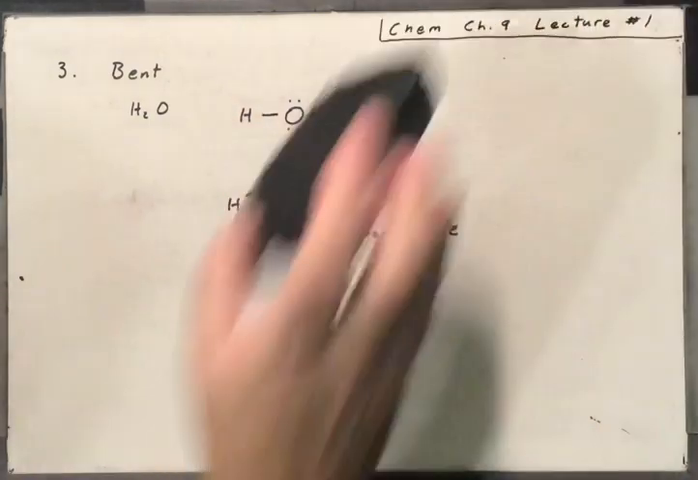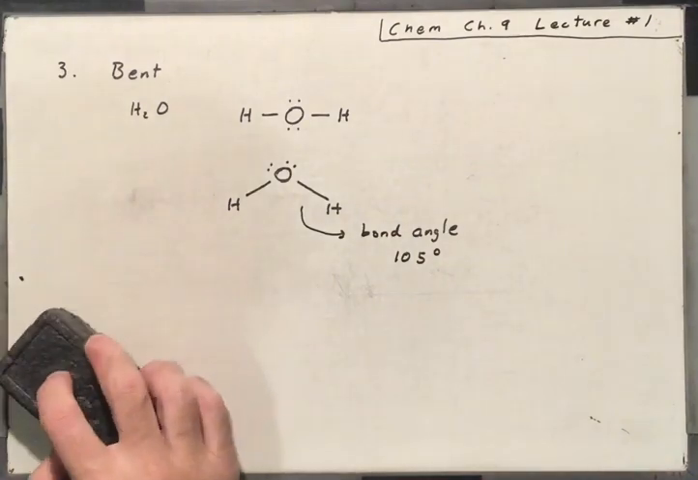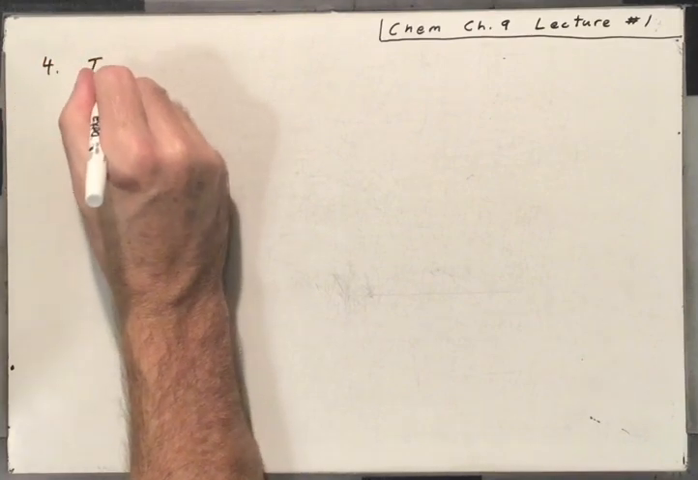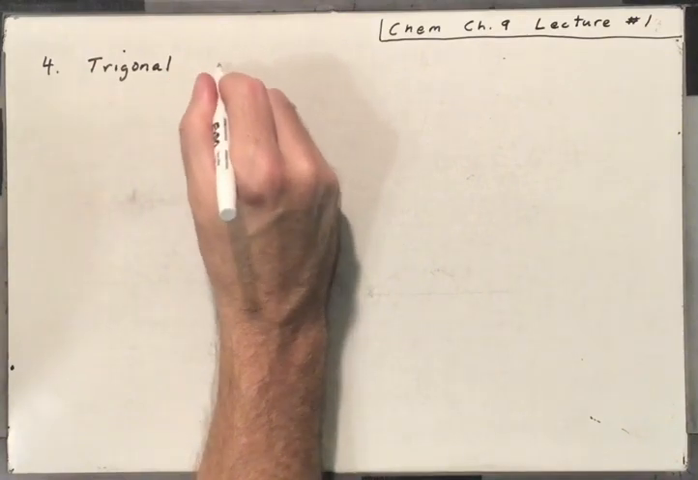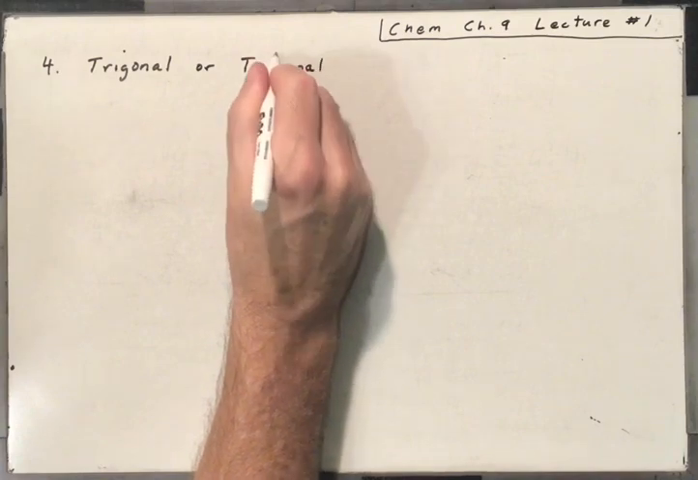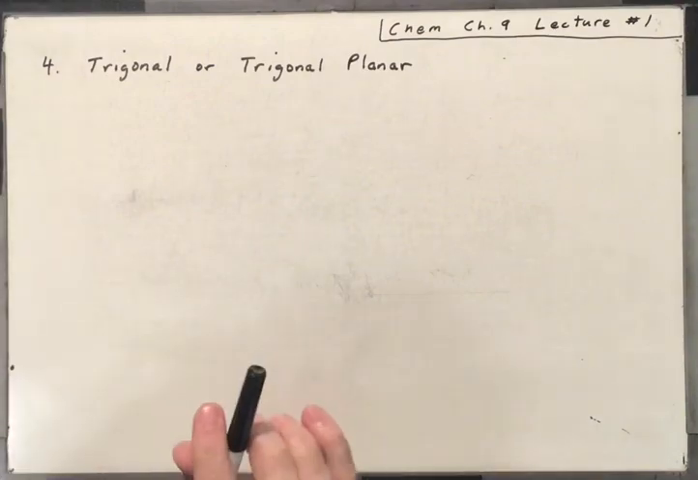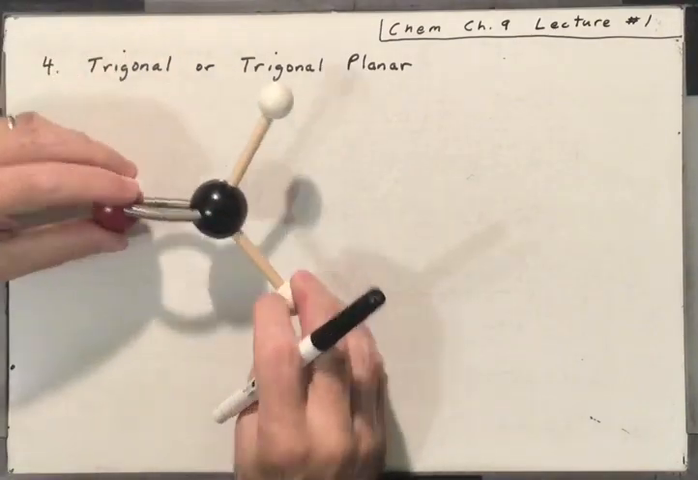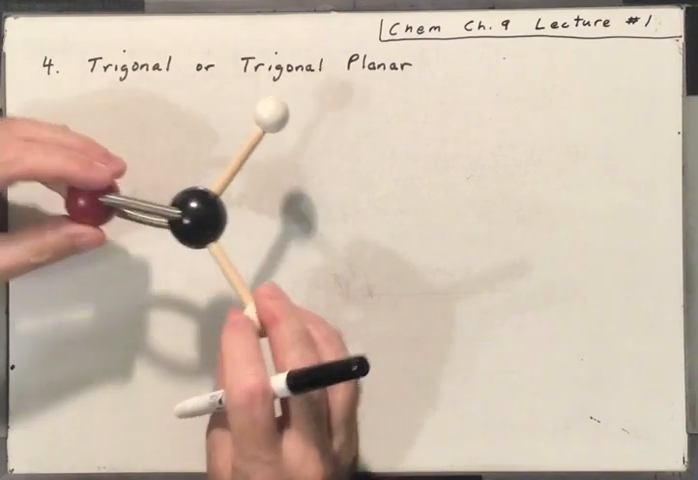All right, that's 3 out of 5. Turn the page in your notes, and we will do the last 2. All right, the fourth shape is trigonal. It is also called trigonal planar. All right, so here's an example of trigonal. The reason it's called planar is that it's in a single plane, all right? So it's more of a two-dimensional type shape.